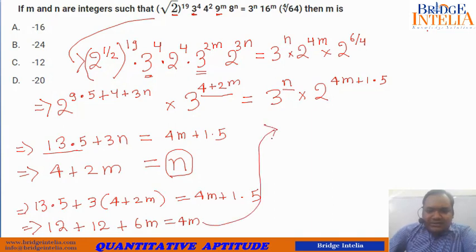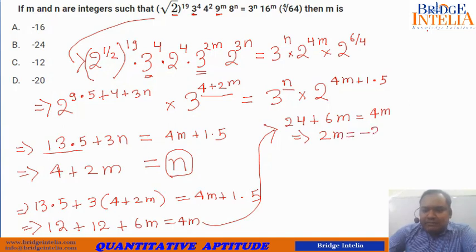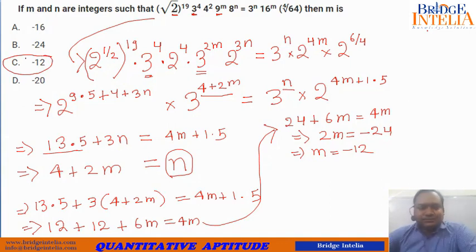So I'm writing the next step here. From here you can see that 24 plus 6m is equal to 4m. So from here what can you see? If you bring this 4m this side, 2m is equal to minus 24. So from here you can conclude that m is equal to minus 12. So this is the correct answer.